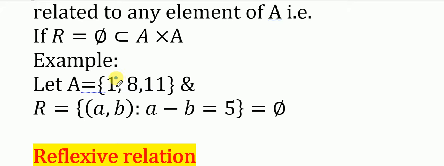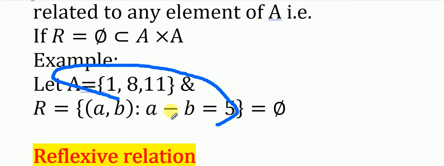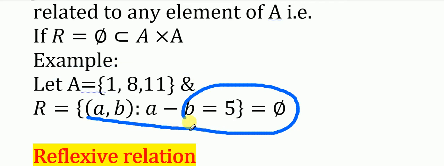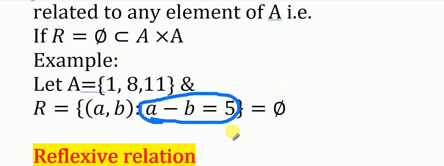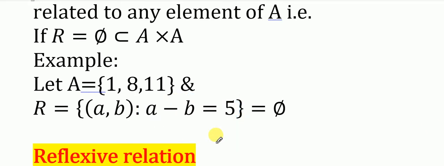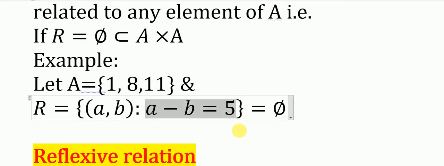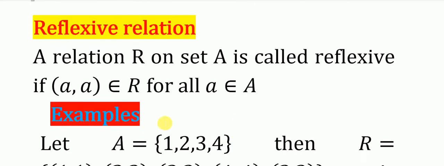So if you consider 1 and 8, the difference is 7, the difference of 8 and 11 is nothing but 3, and the difference of 1 and 11 is nothing but 10. So the difference of any two elements will not give 5 in this set A. Therefore R is an empty relation, that is, a minus b equal to 5 is an empty relation. So now let us see what is a reflexive relation.